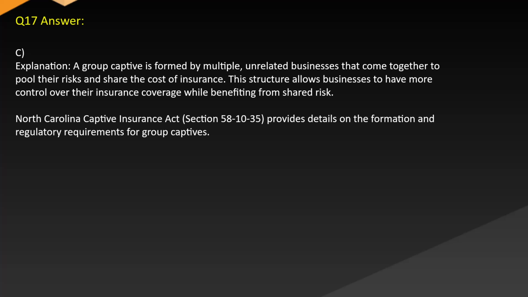Answer: C. Explanation. A group captive is formed by multiple unrelated businesses that come together to pool their risks and share the cost of insurance. This structure allows businesses to have more control over their insurance coverage while benefiting from shared risk. North Carolina Captive Insurance Act, Section 581035 provides details on the formation and regulatory requirements for group captives.